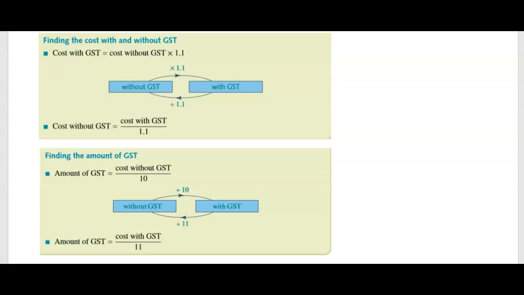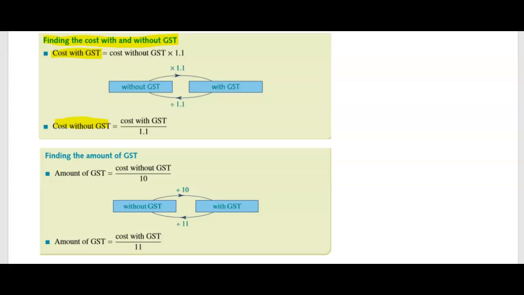So just have a look at the first part of the equation. First of all, we're looking at finding the cost with and without the GST. If you want to find the cost with GST, you do the cost without GST times 1.1. So if I wanted to work out the cost of my chocolate bar, I would do $1 times 1.1 to give me the cost with GST. If I wanted the cost without GST, you're just rearranging that formula, so it's the cost with GST divided by 1.1.